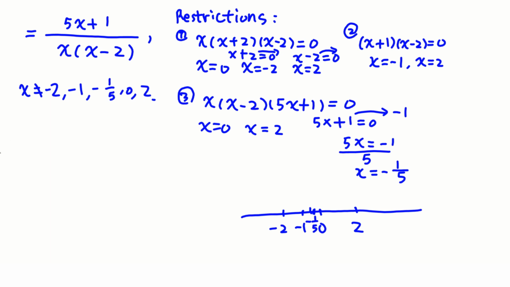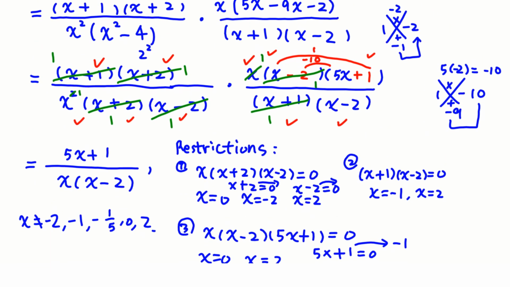That is that. So for this one, you have 10 marks for factoring, simplify 1 mark, restrictions another mark. So altogether you have 12 marks. Okay.